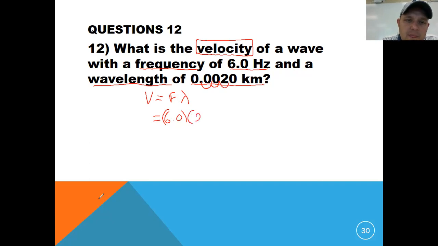So in this case, what is our speed or velocity of this wavelength? Well, 6 times 2 will equal 12. So our velocity is 12, and we can't just say 12. What's speed or velocity? Meters per second. So there's a pretty basic question, but again, we always have to work on our units.